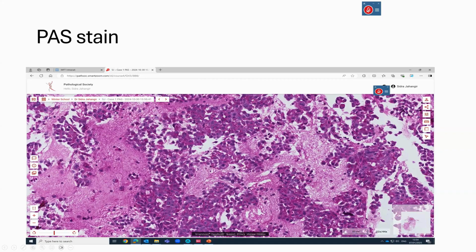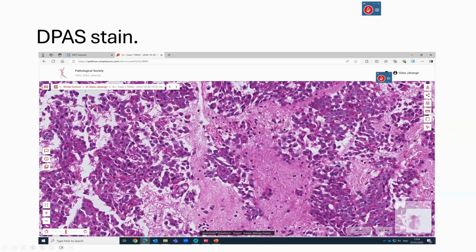PAS stain was done and it shows positivity in the cytoplasm. You can appreciate this positive stain, a magenta or dark pink color staining in the cytoplasm. And when we did DPAS, it is very eye-catching that the material is not glycogen and it stays there on the diastase stain. So it's a diastase resistant material. And I'm sure with this slide, you are about to get some idea of what we are dealing with.